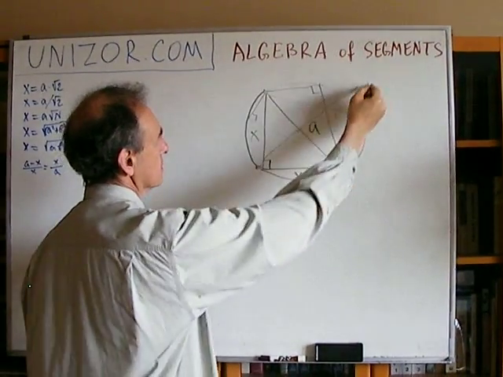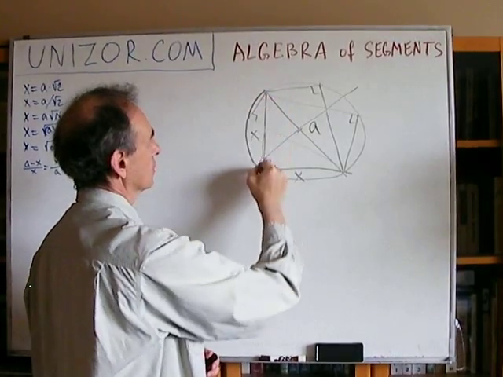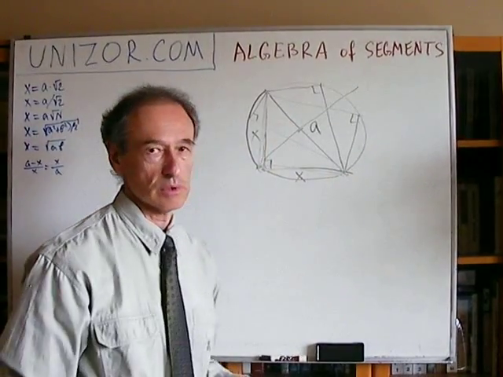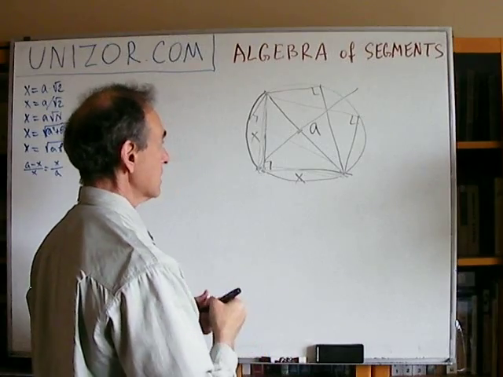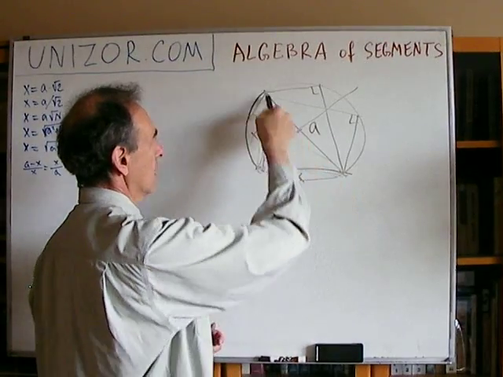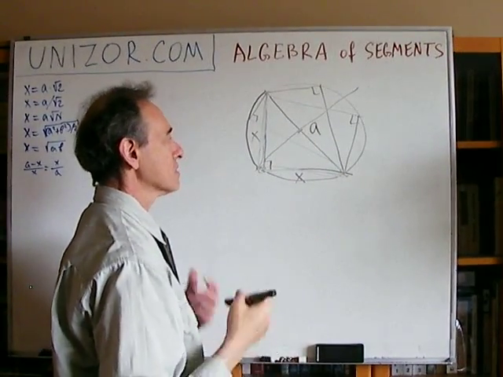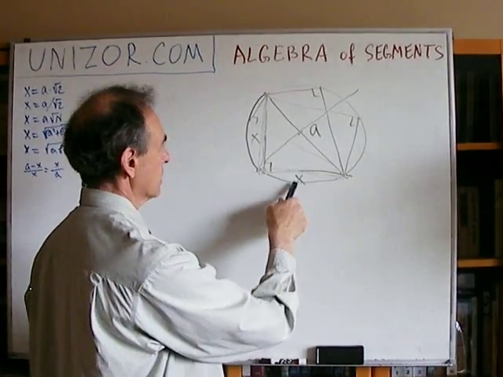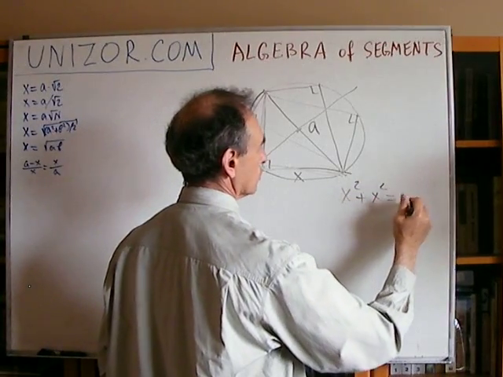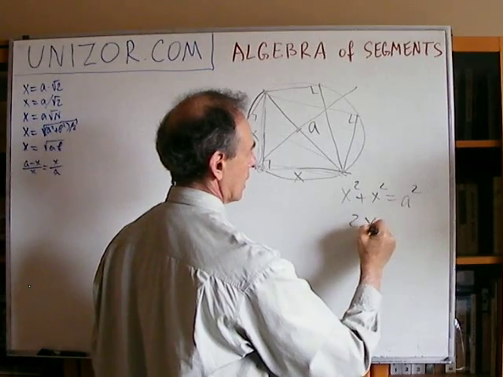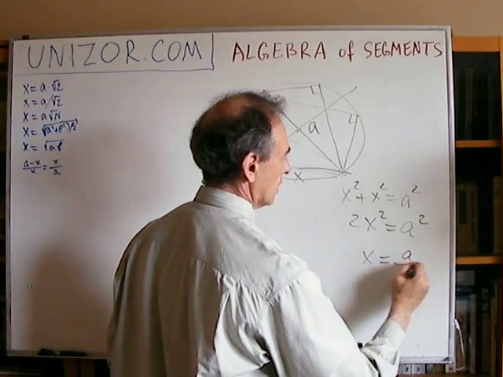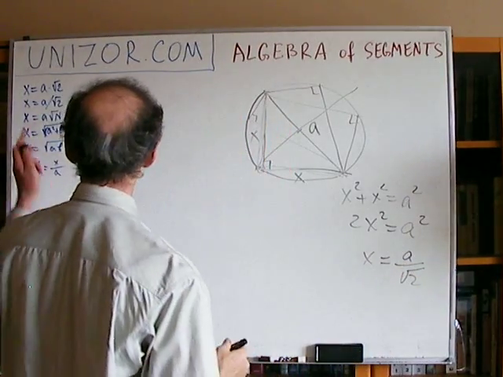Because obviously, since these two diameters are perpendicular to each other, this angle will not only be 90 degrees, but also these two chords will be equal to each other. So this is a right triangle with equal legs and hypotenuse equal to A. Now, if this is X and this is X, obviously X squared plus X squared is equal to A squared. 2x squared equals A squared, and x is equal to A divided by square root of 2. And that's what's needed for the second problem.